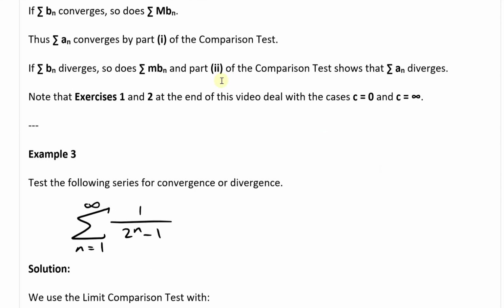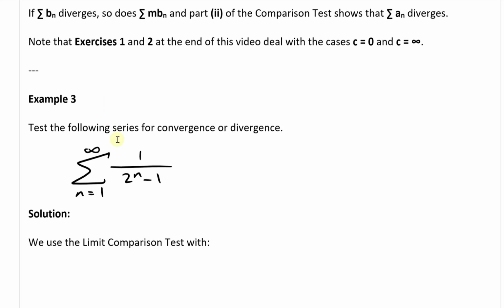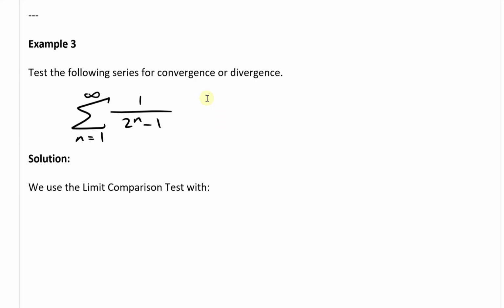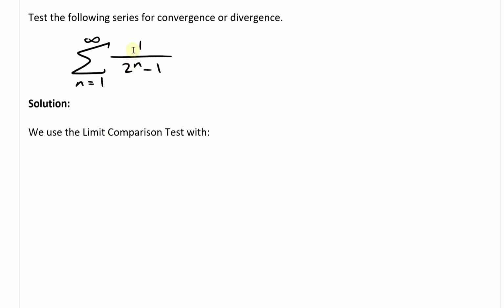Alright, so let's go over example 3, which illustrates that same series that we were looking at. Test the following series for convergence or divergence. Solution: the summation from n equals 1 to infinity of 1 over 2^n minus 1. We use the limit comparison test, so here we choose the terms a_n equals 1 over 2^n minus 1, and for b_n, the comparison one, we'll use that geometric series we were dealing with, 1 over 2^n.